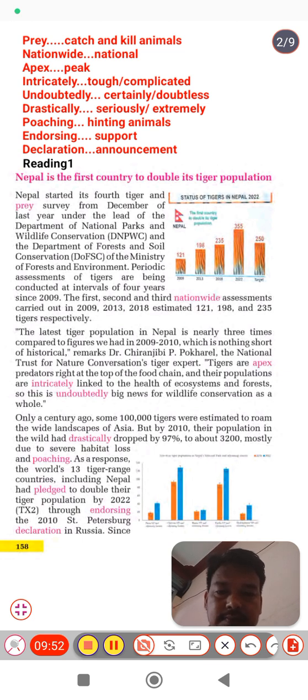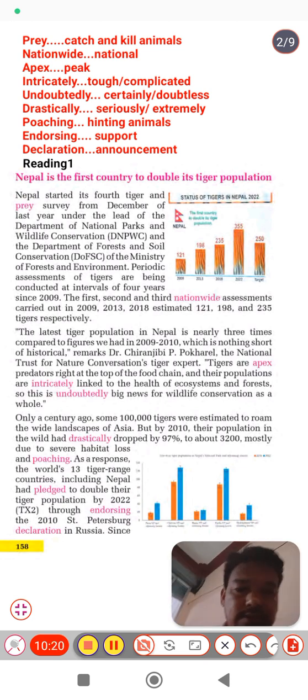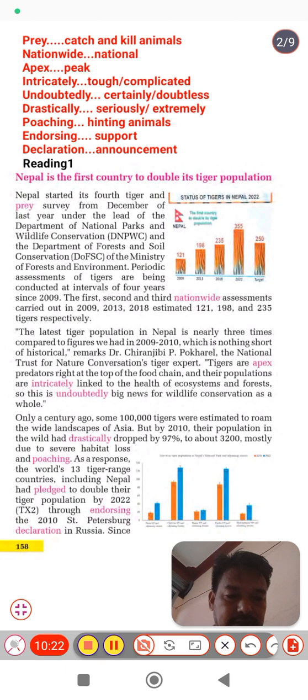As a response, the world's 13 tiger range countries, including Nepal, have pledged to double their tiger population by 2022, TX2, through endorsing the 2010 St. Petersburg Declaration in Russia. And students, yes, how many remain? 3,200 tigers. And this is all because of tiger hunting and not having a suitable environment for them.